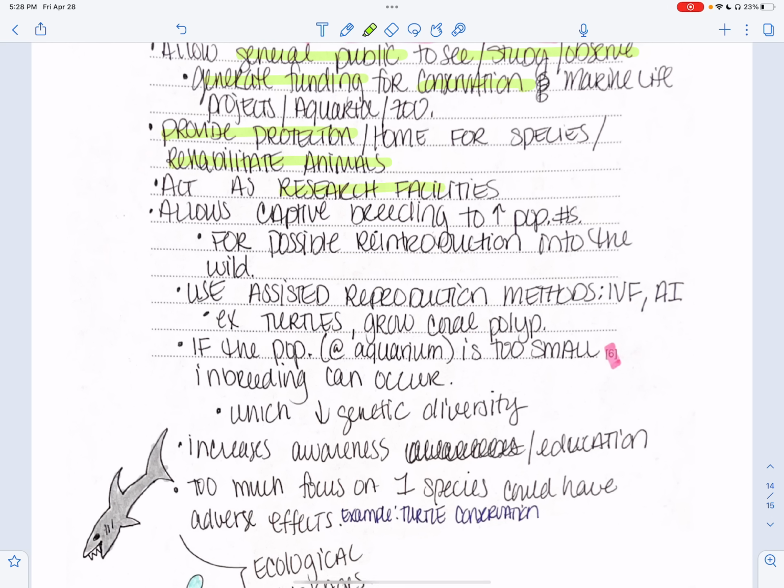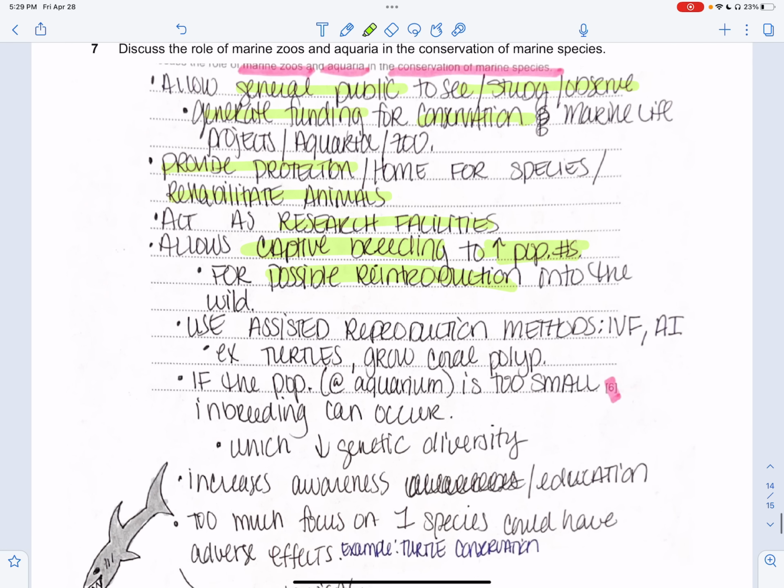They can act as research facilities. This will allow for captive breeding if necessary, so you can increase population numbers of organisms. And that would be for possible reintroduction into the wild. Of course, they can also do captive breeding and keep them and generate a ton of money for themselves, but that wouldn't answer this question, because this is in terms of conservation.